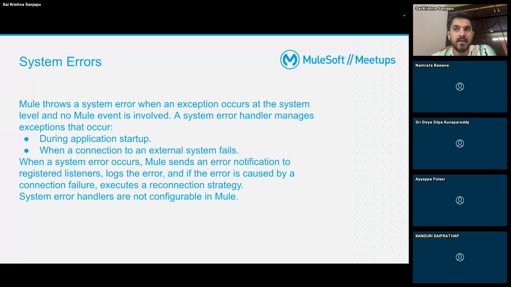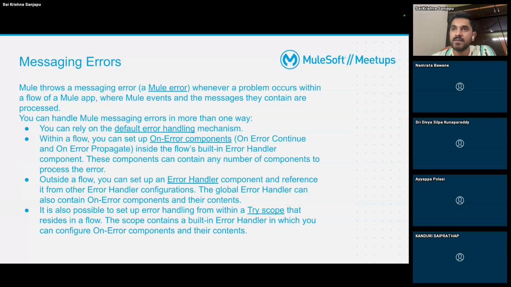If you have any failure of the connection, you will see system errors. But these system errors we don't have control to handle. They are built in from the system level, and you will see them when the app is going to start. Messaging errors, yeah, messaging errors are all about our control.